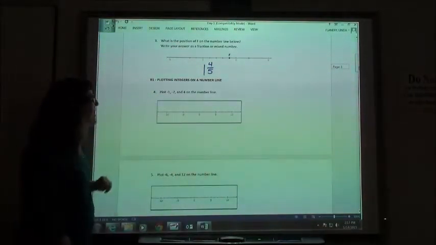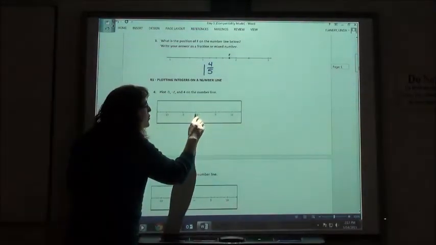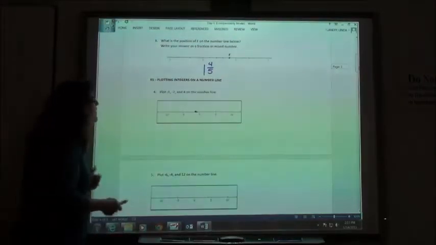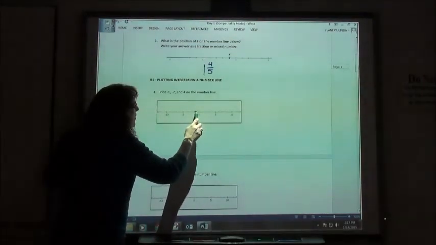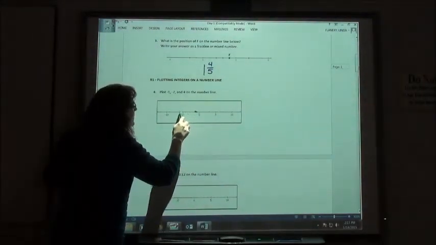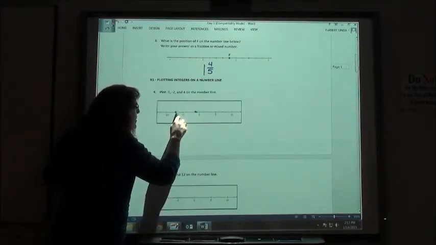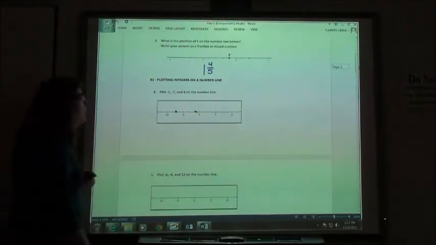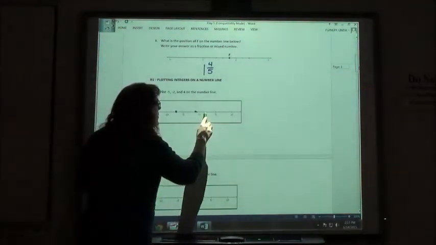So if I'm going to plot -1, I'm just going to go one place to the left of 0 and put my dot. If I'm going to plot -7, I go 7 places to the left. 1, 2, 3, 4, 5, 6, 7. So -7, 7 places to the left of 0. +4, I would go 4 places to the right. 1, 2, 3, 4.